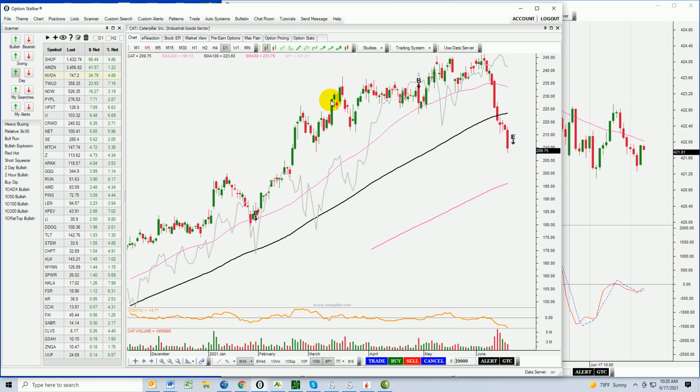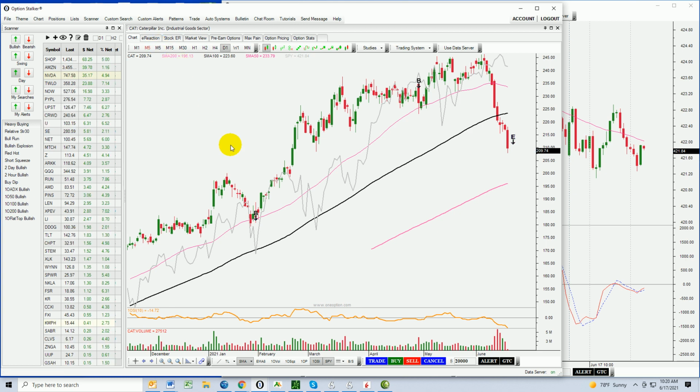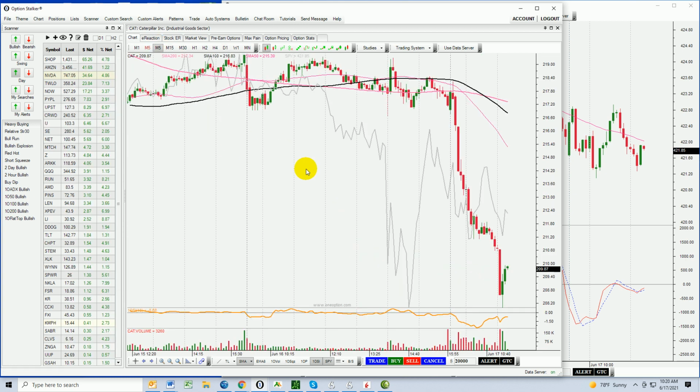Caterpillar. Night. That is a big drop. Upward sloping trend line broken to the downside. Massive volume. Orange line below zero. You've got all your key ingredients. Stock drops below the 100-day moving average, and it just can't get off the deck. And then sellers are right back at it. So yes, this is another stock that you would be looking at to short.